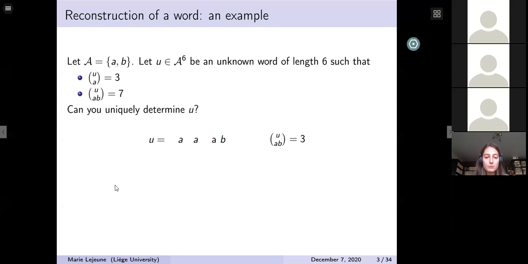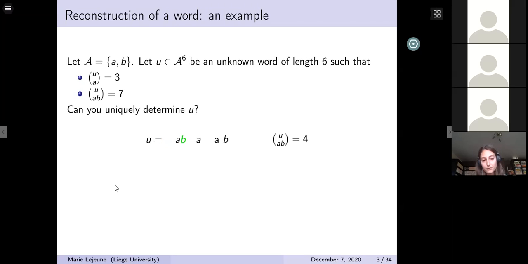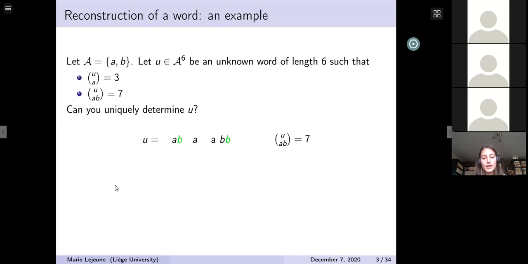So I continue, I'm sure that I have a B here. Then I cannot put a second B before the first A, because this B won't contribute for any occurrence of AB. So I have to put a B at least here. And if I put 1 B here, this B will contribute for 1 occurrence of AB. And so 3 occurrences are remaining, and the last B has to be here.